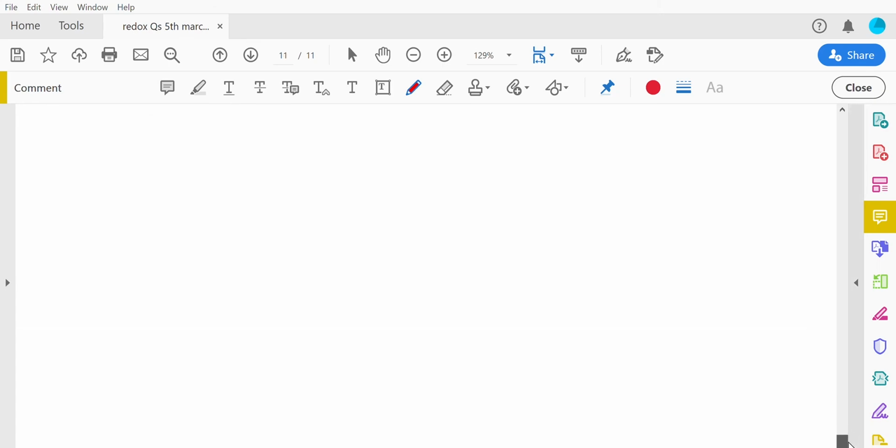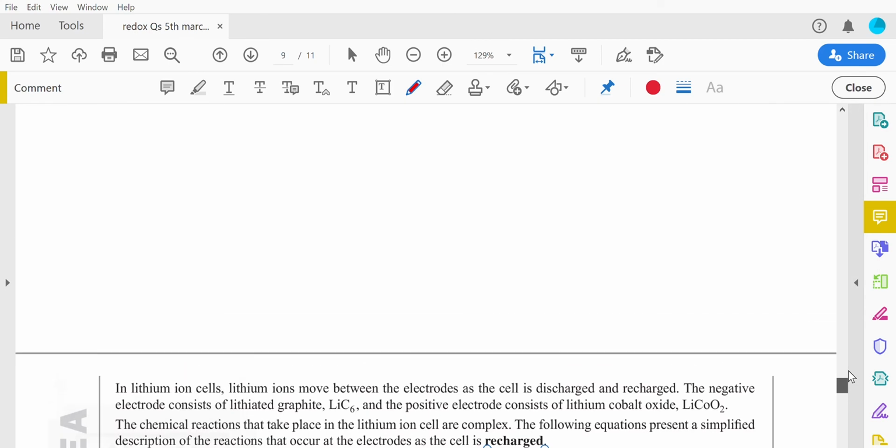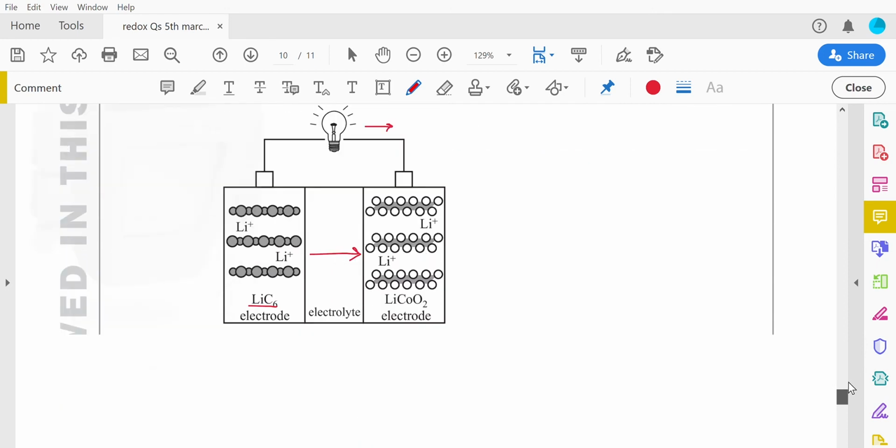What's next? Nothing. What are they asking for? D. Indicate on the diagram. Yeah, I have no more questions. That was quicker than I thought.